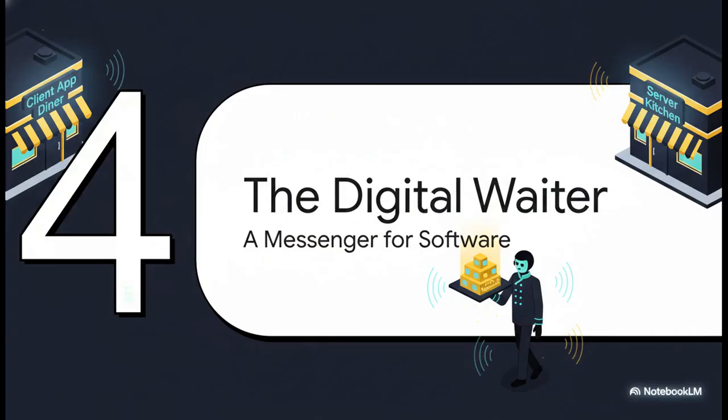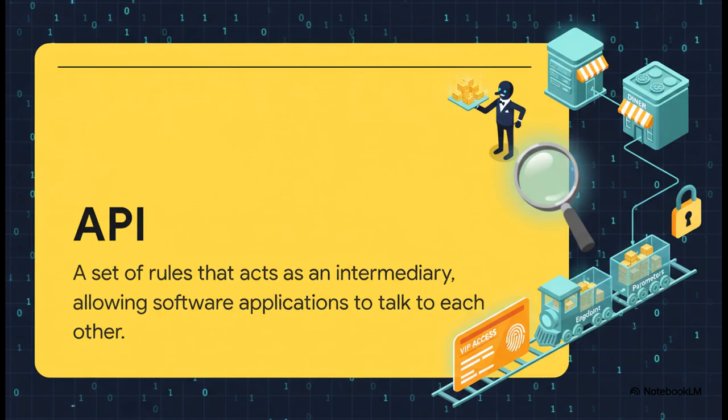Okay, so we get how a single machine can process text with perfect precision. But what about our original question? How does your weather app talk to a totally separate weather server? I mean, these are different programs built by different people, maybe in totally different programming languages. They need a messenger, an intermediary to manage their conversation for them. And that intermediary is the API, which stands for Application Programming Interface.